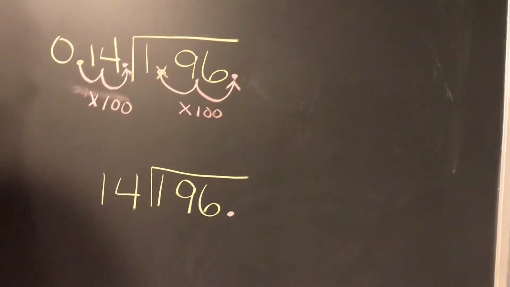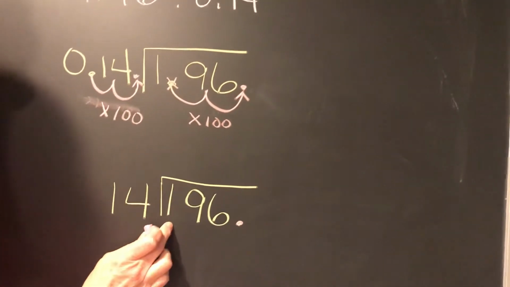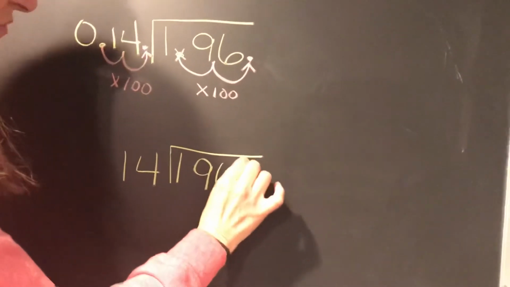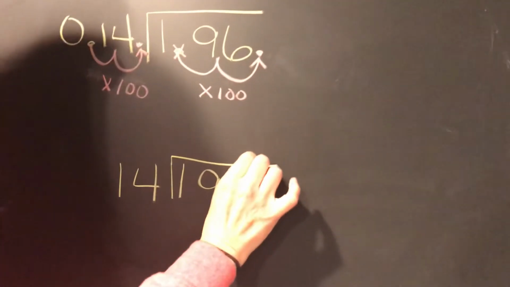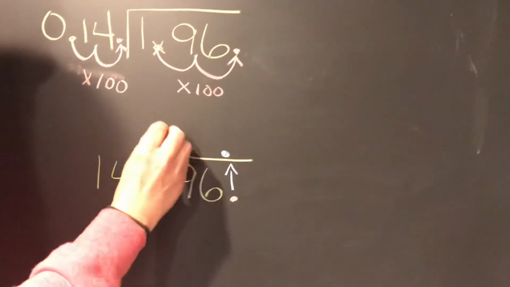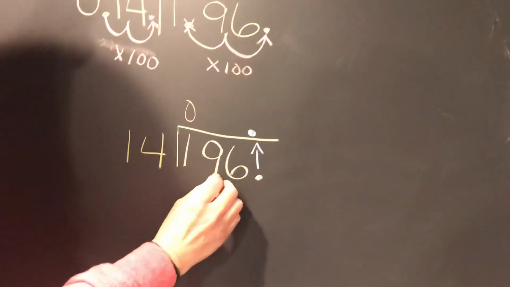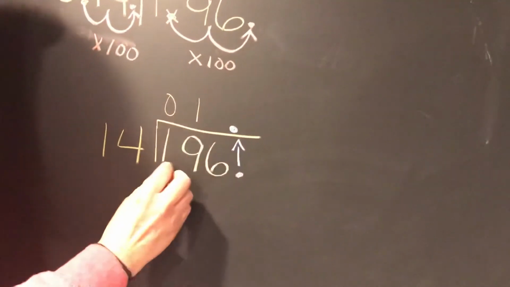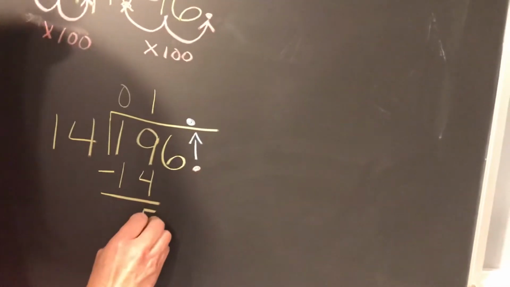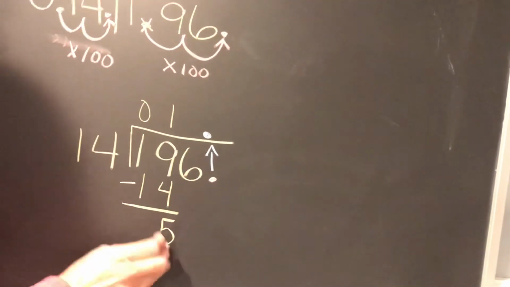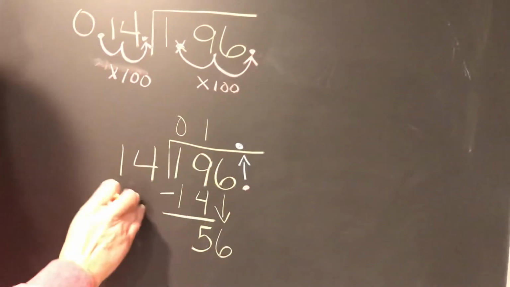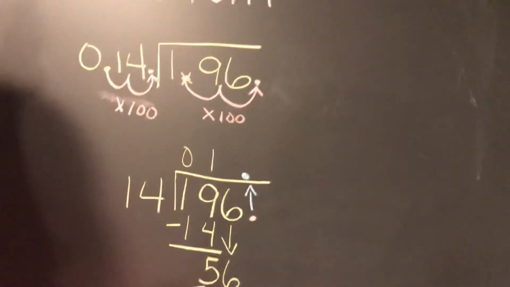We already know how to do this. How many times does 14 go into 1? Right, 0 times. Oop, I forgot to move my decimal point up already. I'm going to put it right up in the roof before I start. 14 goes into 1 0 times. 14 goes into 19 once. 1 times 14 is 14. And then we're going to subtract and get 5. 5 is less than 14. We're doing great. Bring that down. 14 goes into 56. How many times?